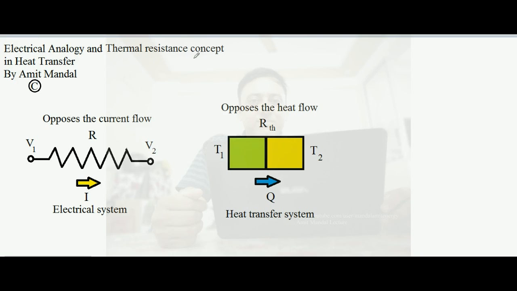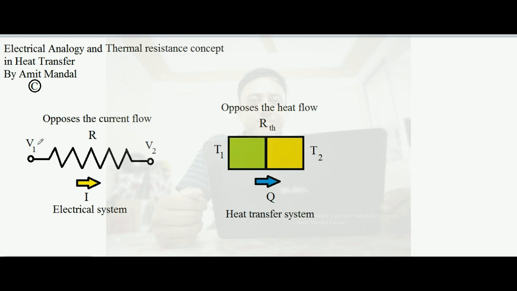So this thermal resistance concept is based on the fact that suppose there is an electrical resistance, you can see, and we are applying some potential difference on that electrical resistance. So what will happen when potential difference is applied? Current will start flowing. Now what is the job of electrical resistance? It opposes the current to flow, okay.